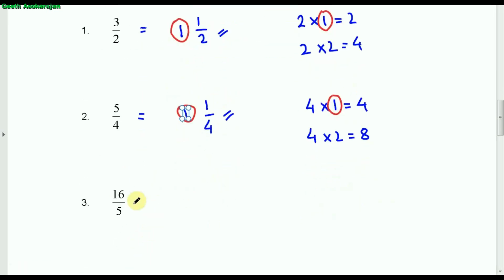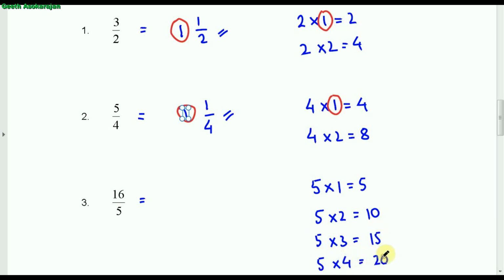Let's try another one. 16 over 5. So using the 5 times table, we know that 5 times 1 is 5. 5 times 2 is 10. 5 times 3 is 15. And 5 times 4 is 20.